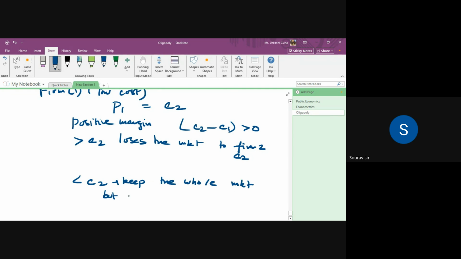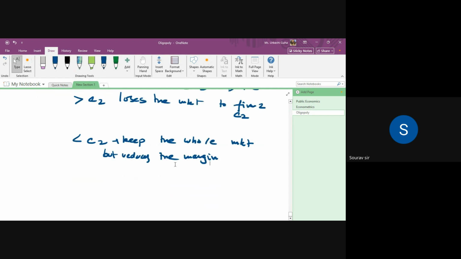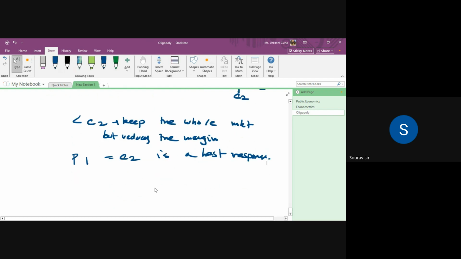But it reduces the margin. Okay, so no quantity gain. Why? Because it has already served the market. So profit falls. So here P1 is equal to C2 is a best response. You will understand it more because we will do the Nash equilibrium part. Then you will understand more after the break.